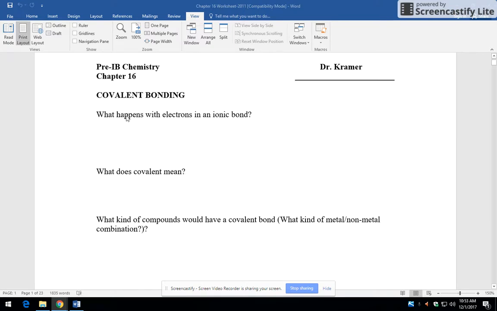So I want you guys to write down what happens with electrons in an ionic bond. We've really been focusing on that. You just finished a double period with me, essentially dealing with that very issue, so you should be able to write in something there. It's part of your homework to do that. Covalent, on the other hand, means that electrons are shared.